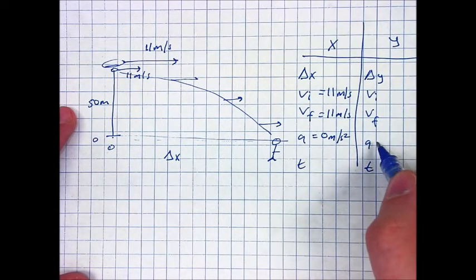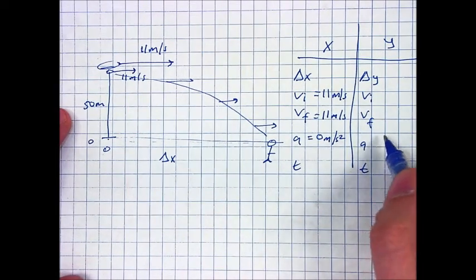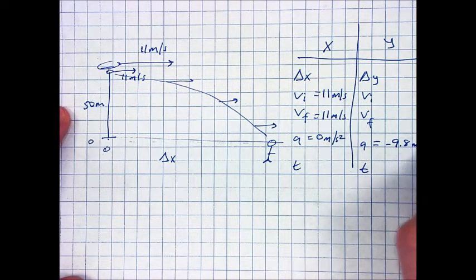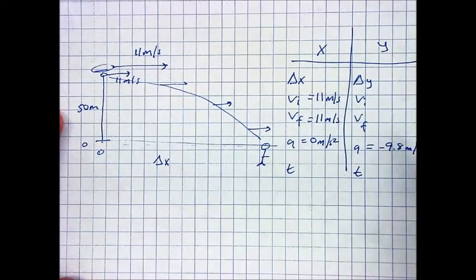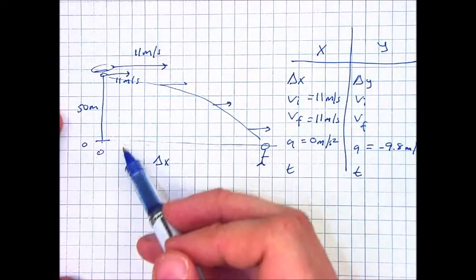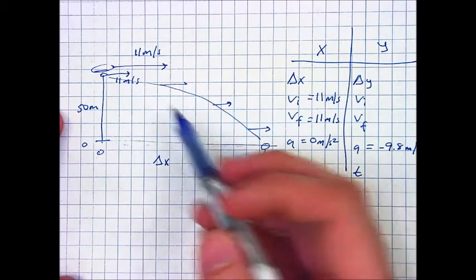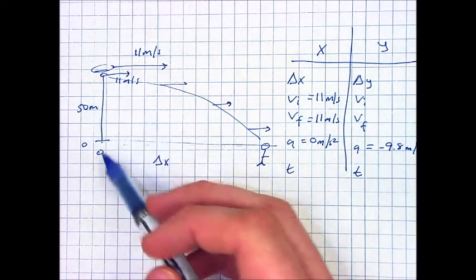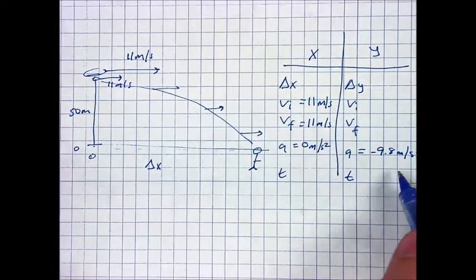However, when we come over here to the y direction, we do know that it's accelerating. It's accelerating due to gravity. That's going to be a negative 9.8 meters per second squared. Why is it negative? Well, which direction is it going? We define down as being negative. So if you're accelerating downwards, then it's going to be a negative 9.8 meters per second squared.